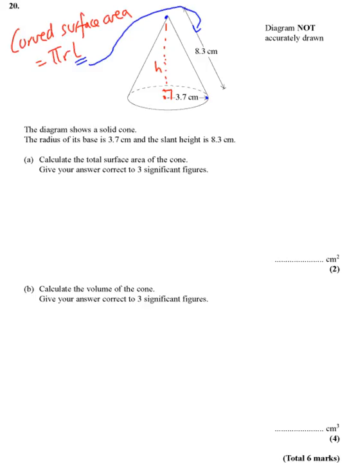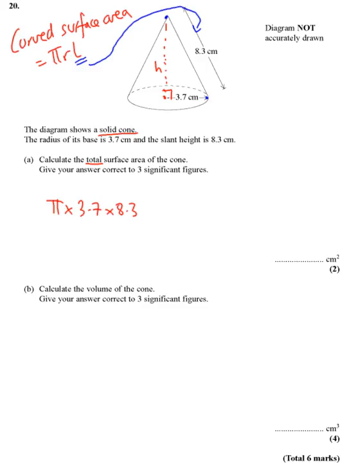Now, for the first bit, you're looking at the total surface area of the cone. One easy mistake to make is that you just work out pi RL, which in this case is going to be pi times 3.7 times 8.3, and get an answer for that. And that's the total surface area of the cone. Because it's a solid cone, there's a difference between a solid cone and a hollow cone. A hollow cone has no base.